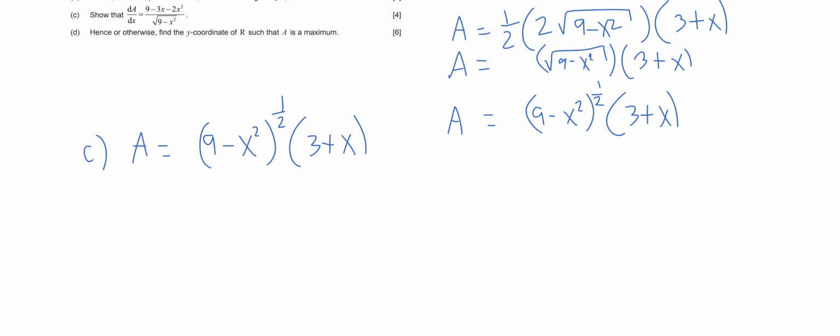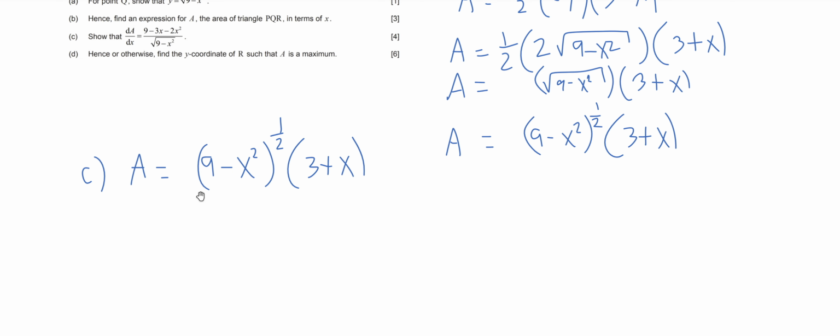So this expression for A is a function, (9 minus x squared) to the half, multiplied by another function, 3 plus x. And when you're trying to differentiate a function multiplied by another function, we use the product rule. And the formula for the product rule is in the formula booklet, and it's this.